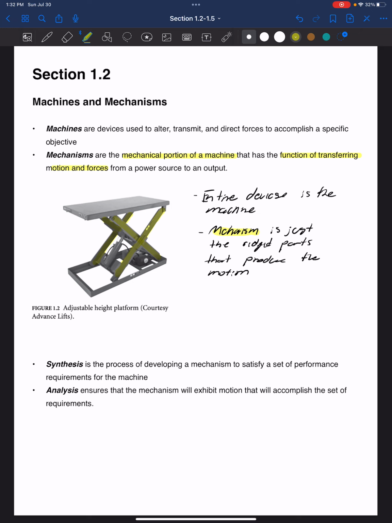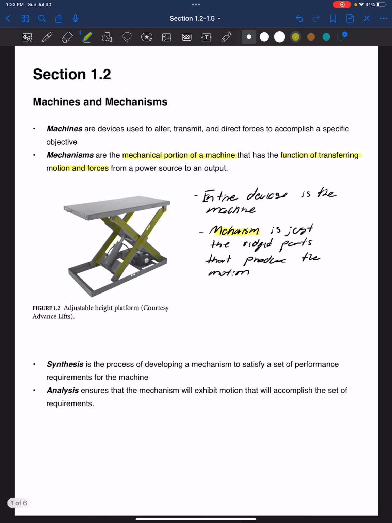Okay, so synthesis is the process of developing a mechanism to satisfy a set of performance requirements. When you're looking at a problem, you're going to get a set of performance requirements. The machine has to move this far, it has to move something this heavy, it has to do it within a time constraint, and that's what you're going to be looking at with synthesis. And analysis ensures that the mechanism will exhibit the motion that will accomplish a set of requirements. So you're making sure that the mechanism actually produces what you want it to produce.